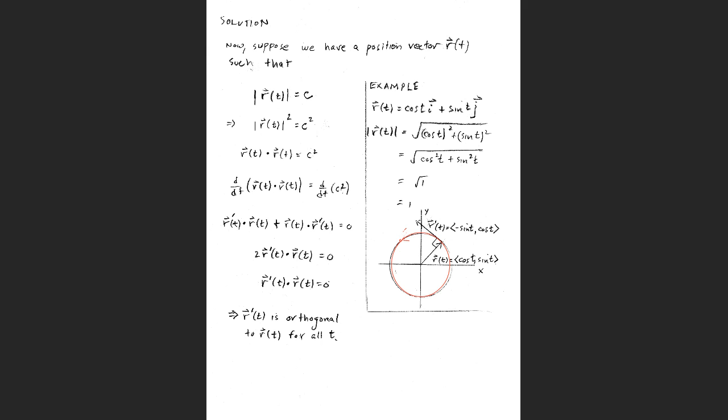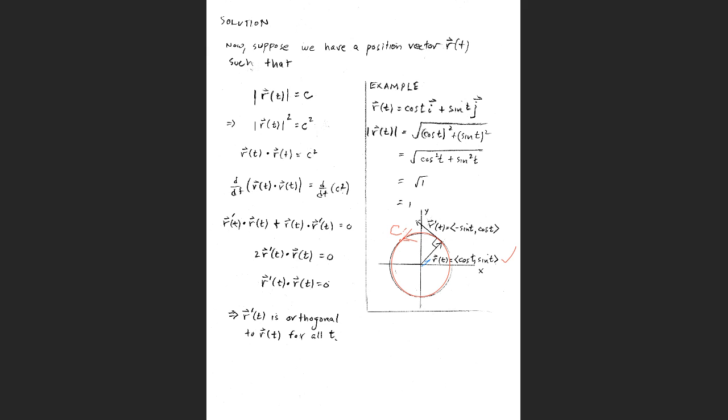Whenever you draw a space curve, you want to indicate the direction the object on the space curve is moving. And this object's moving counterclockwise. So that's space curve C. And here are parametric equations for the space curve. And there is the position vector.